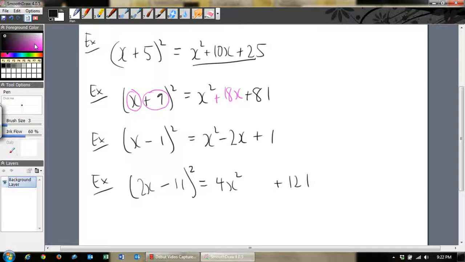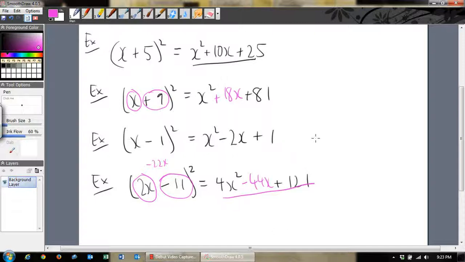Okay, let's think about what's on the inside. Look at your two terms. You've got a 2x and you've got a negative 11. Let's multiply those two together. 2x times negative 11 is negative 22x. Just write that there, negative 22x, if you multiply them together. And then we need to multiply by 2 to get the term that's inside. And so you get negative 44x, and that's your answer.